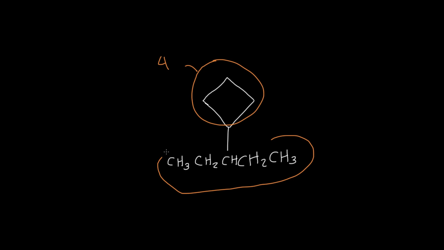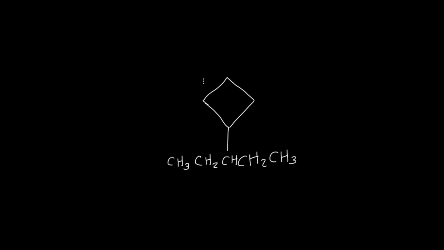This is all one branch. You look at each branch individually. 1, 2, 3, 4, 5. Uh-oh, we no longer have our ring as our parent compound. We have this pentane right here, a 5-carbon straight chain alkane with an alkyl group, which happens to be a ring. An alkyl ring. So what do we do in that case?